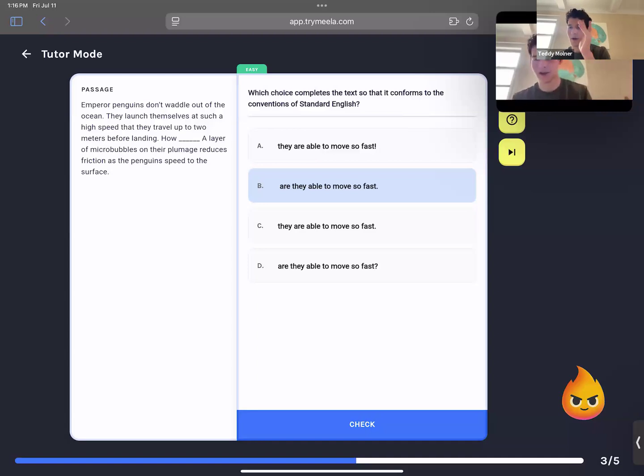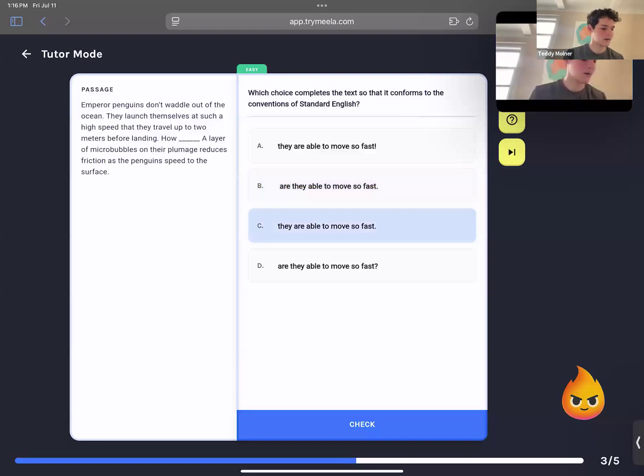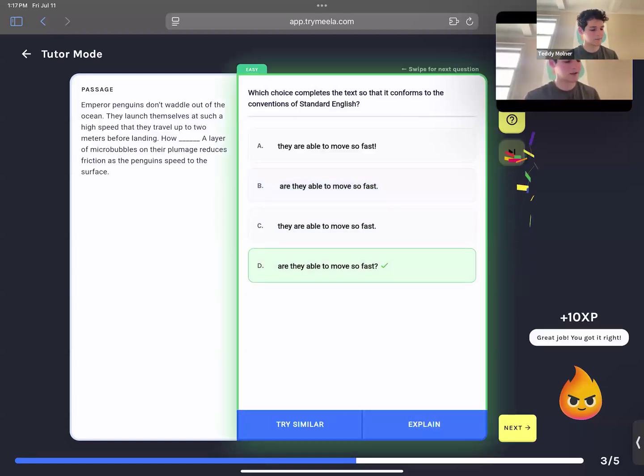We want our vocal inflection to go up at the end. We don't want to say how they are able to move so fast. We want to say how are they able to move so fast? Option C, how they are able to move so fast. Again, we realize the sentence structure with they are doesn't really make sense because we have how before a conjunction. And then we arrive at D, which is option B, but with a question mark at the end, which fixes the issue. And we get the right answer.